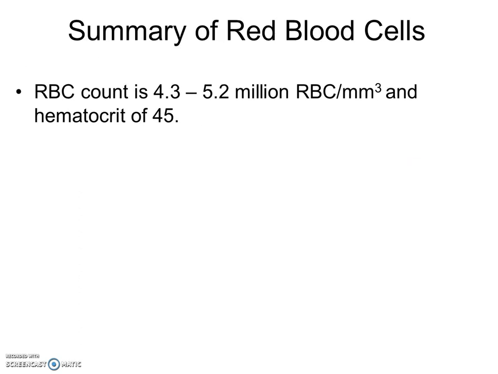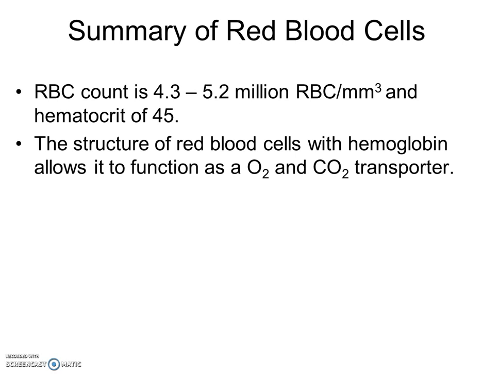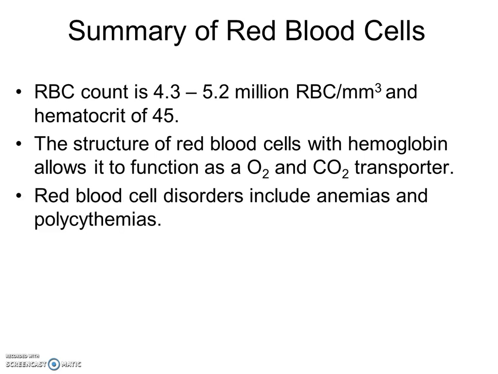Just to review, your red blood cell count is 4.3 to 5.2 million red blood cells per cubic millimeter, and the hematocrit should be about 45. And remember, that's 45% of your overall blood. The structure of red blood cells with hemoglobin allows it to function as an oxygen and carbon dioxide transporter. And red blood cell disorders include anemias and polycythemia.